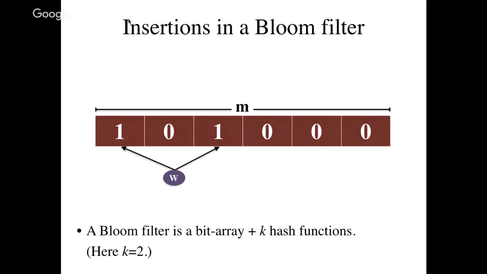To insert an element, you do a simple thing. You hash the element k times, and you go to those locations and set those bits in the bit array. To insert another element, you do the same operation and set those bits. Similarly for the third element. You can see here that element x shares bit locations with element w and element y.